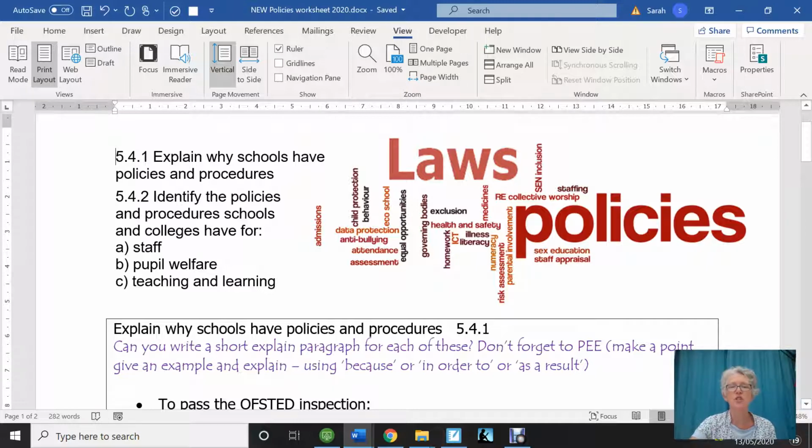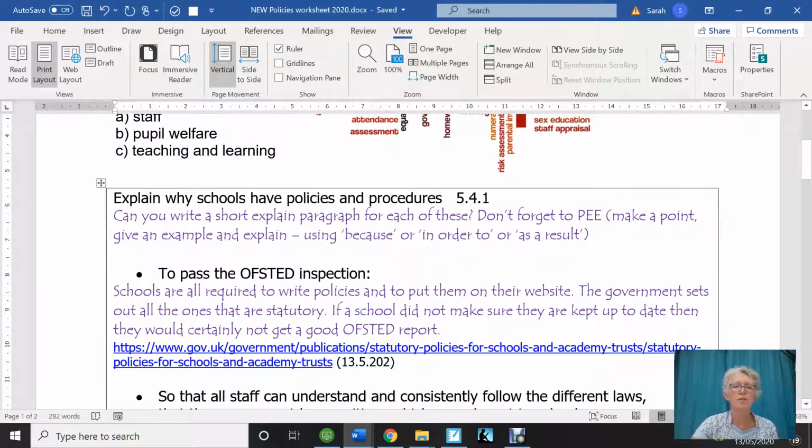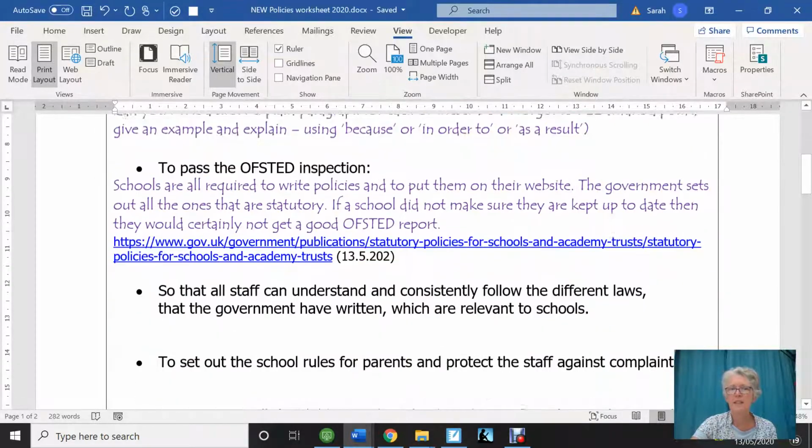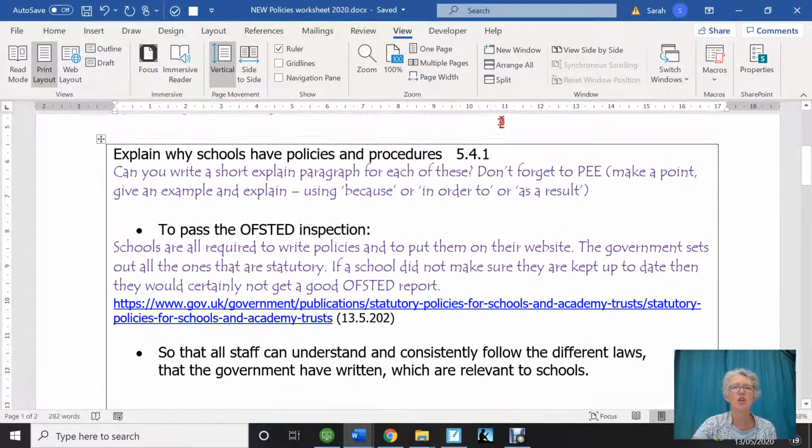The explain question is coming first. And the question is, explain why schools have policies and procedures. So I've given you 1, 2, 3, 4 possible answers, and I would like you to write a short explain paragraph for each of these. And because it's explained, don't forget to P. That is P for make a point.